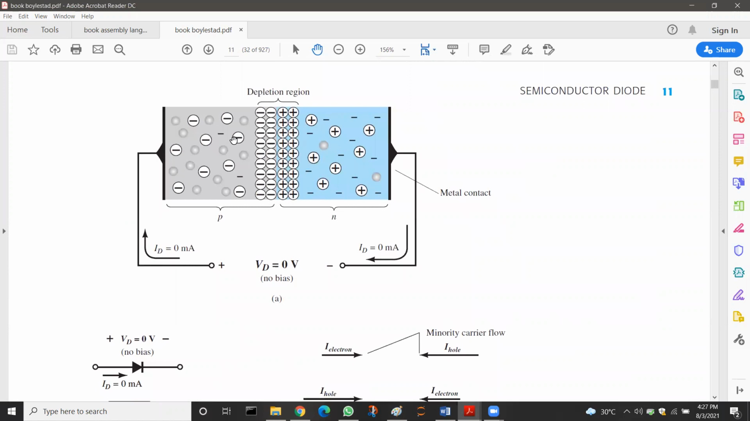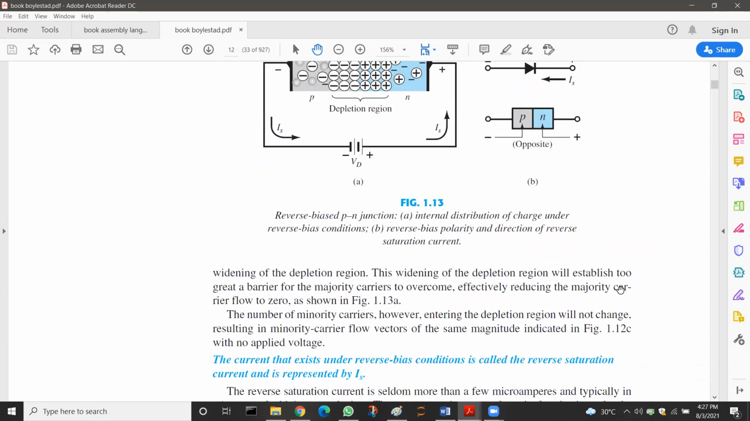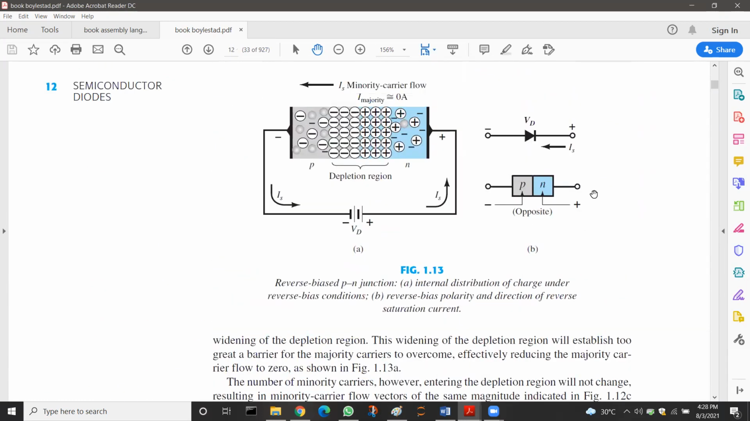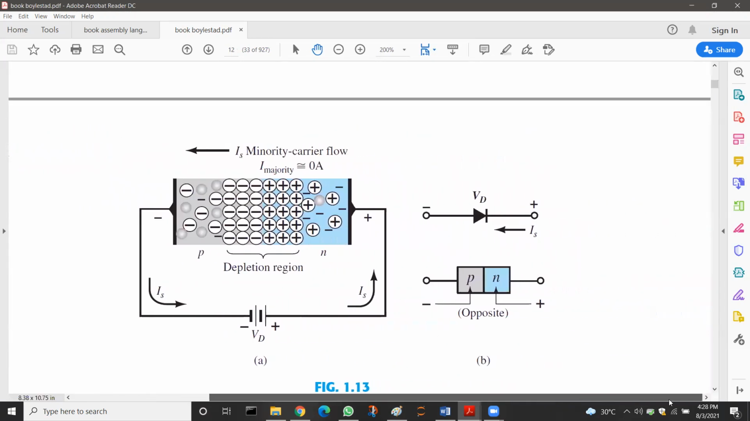We have already discussed the formation of the depletion region in our last session. Now moving ahead. One thing which we have not discussed yet is the symbol for the diode. The symbol for the diode is represented with an arrow and a blocking line. This is the symbol of a diode, which represents the P-type and the N-type.